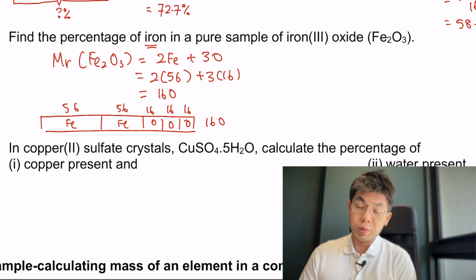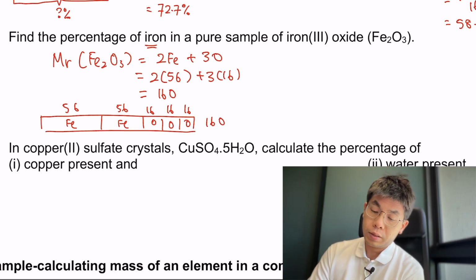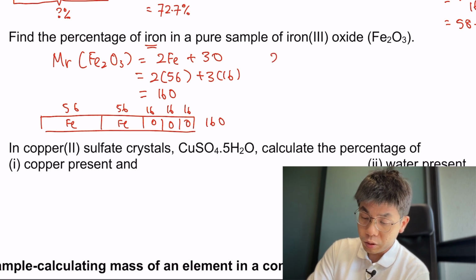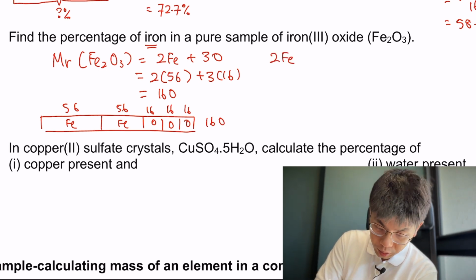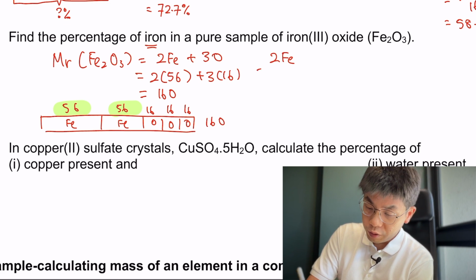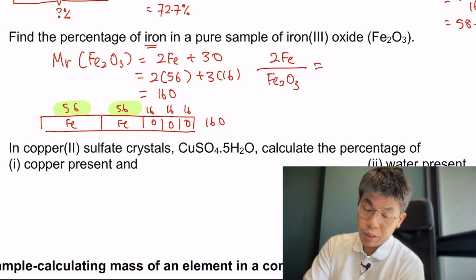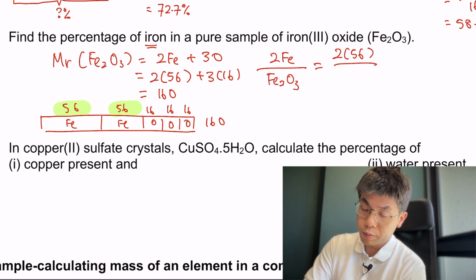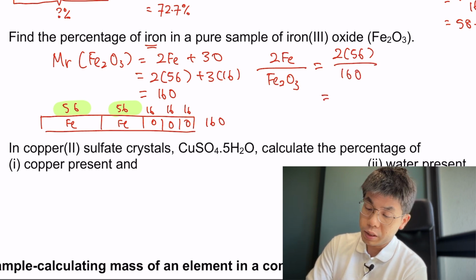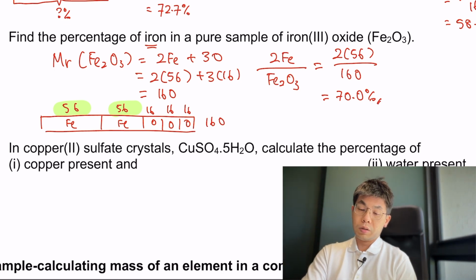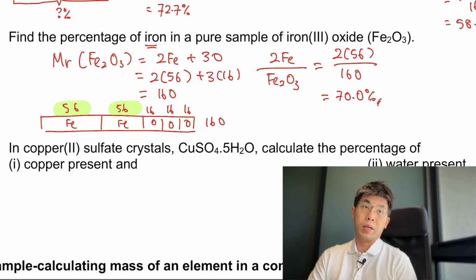So we want to find out the percentage mass of iron in iron 3 oxide. So the percentage mass of iron will be the 2 Fe's, 56, 56, divided by the entire thing, Fe2O3. That would be 2 times 56 divided by 160, and I believe that is 70.0%. So that's how we calculate percentage mass, simply put.